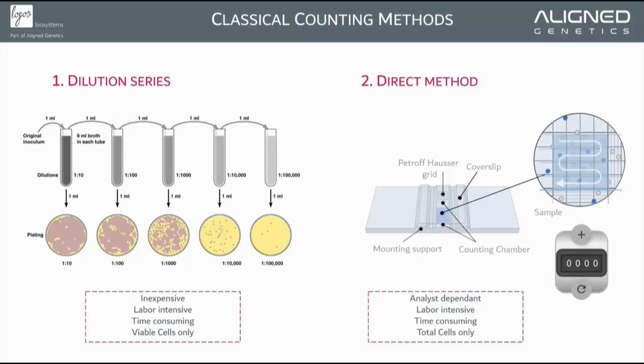Another common method is counting under a microscope by using a Petroff-Hausser or Levy hemocytometer. It's easy to perform, but there is high user-to-user variability. You might know that bacteria are constantly moving and can be found on different focal planes, leading to hard-to-reproduce counts. The weaknesses of the direct method are that it is analyst-dependent, labor-intensive, time-consuming, and it only works for total cells.